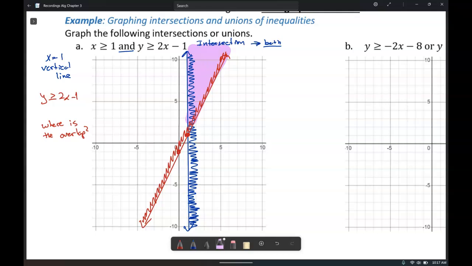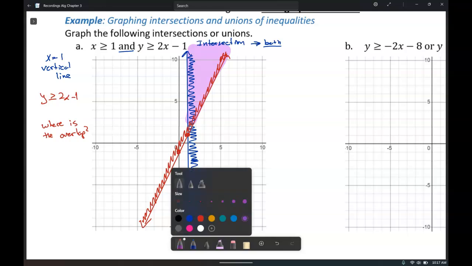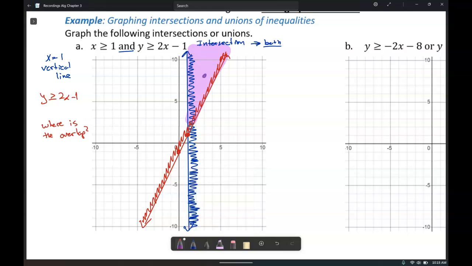Now we want to check to make sure that our shading is correct. Therefore, pick a point that's inside the shaded region. We have the point (3, 8). If (3, 8) is indeed a solution, as well as any point in that shaded region, we should be able to substitute it into both of the inequalities, and it's going to be true for both of them. So we'll start with x is greater than or equal to 1. We have the ordered pair (3, 8). Well, 3 is indeed greater than or equal to 1. So the point is definitely true for our first inequality.